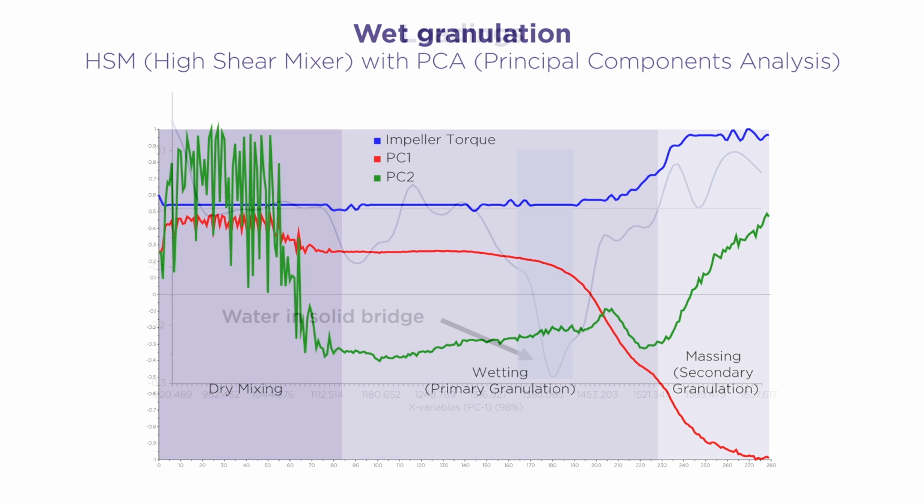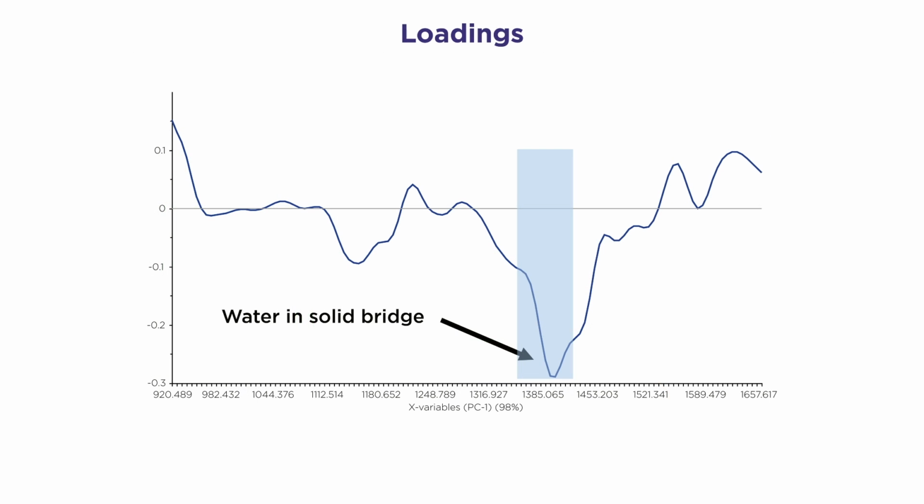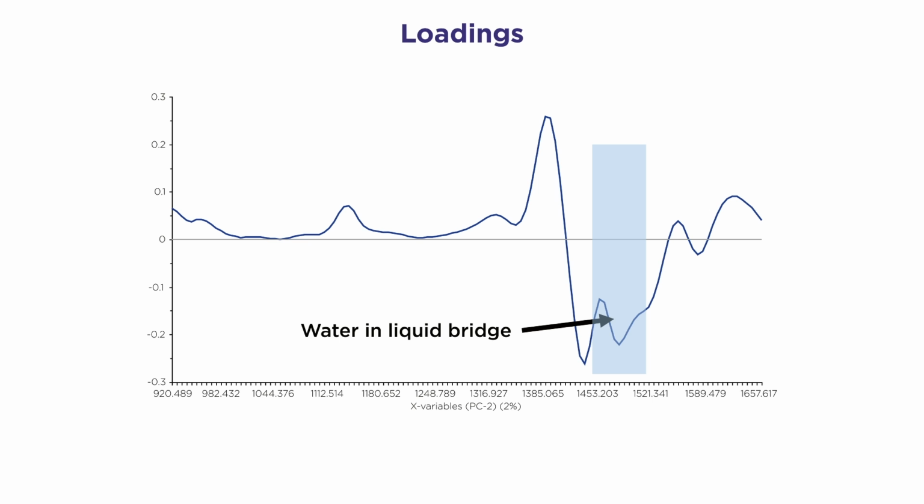A closer look at the loading plot shows something very interesting. The PC1 loading is clearly assignable for the variation in the solid bridge, and the PC2 is strictly connected to the liquid bridge. Therefore, the principal component analysis allows a big enhancement in the process understanding.